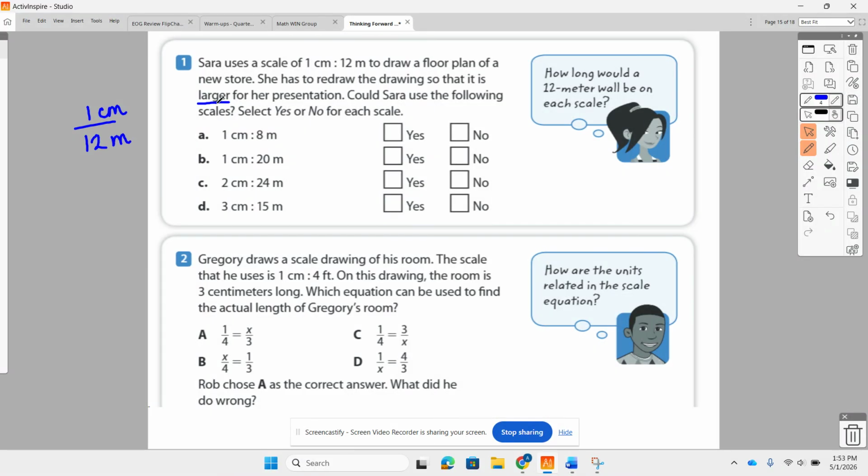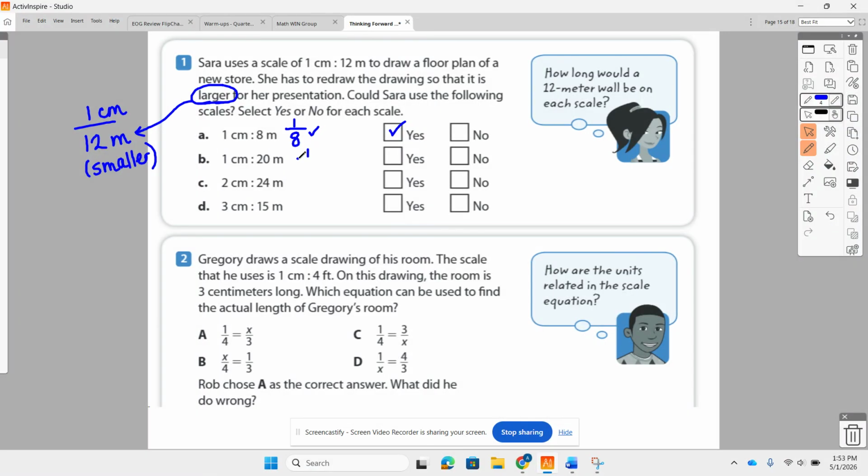So for it to appear larger, that means that we want our denominator to actually be smaller. It's kind of like zooming into something. So we're looking for when our denominator becomes smaller, or our fraction basically becomes bigger in a way. So 1 centimeter to 8 would definitely be a yes. Okay, that's going to make it appear larger.